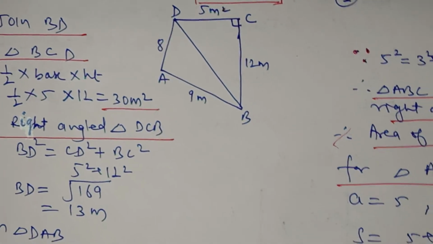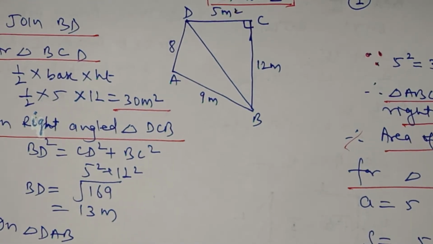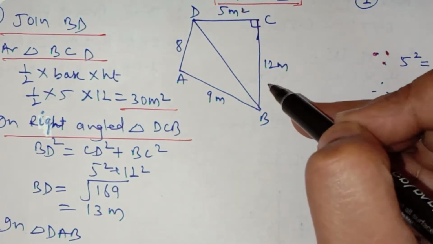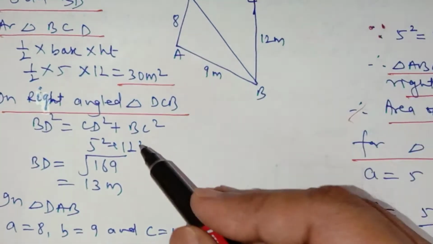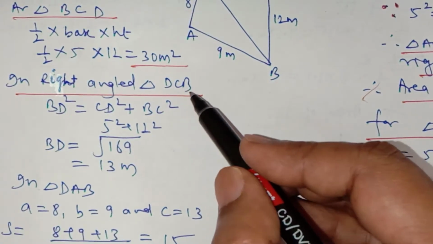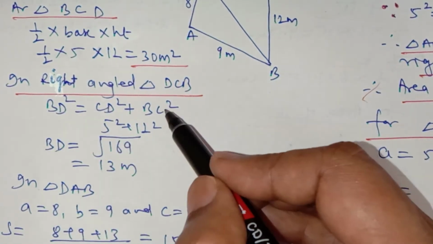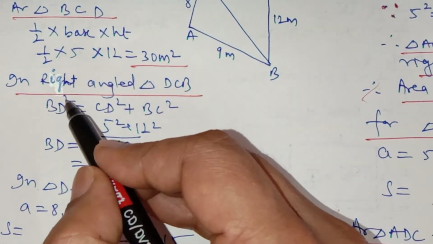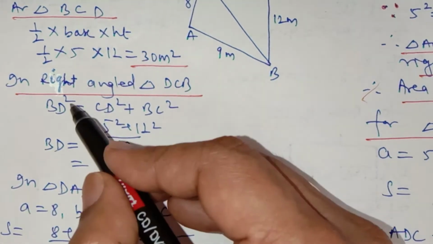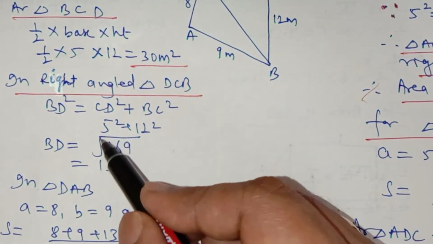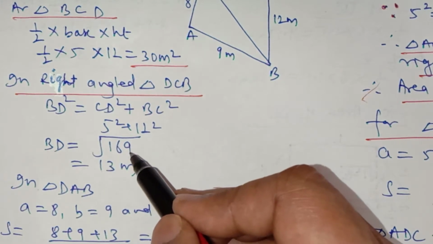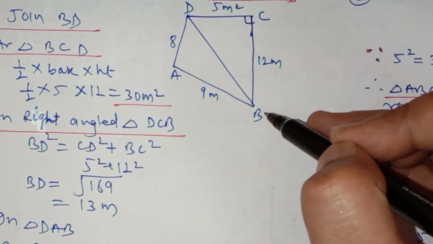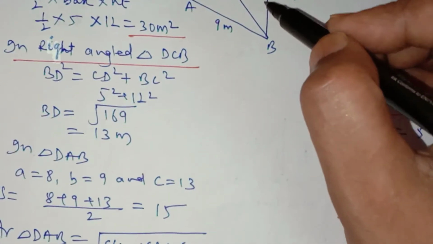Using the Pythagoras theorem in the right angle triangle BCD, BD is the hypotenuse, so BD square is equal to BC square plus CD square. CD is 5, BC is 12, so 25 plus 144 is equal to 169. Taking the square root, BD is the square root of 169, which is 13 meter. So you have obtained the length BD, which is 13 meter.